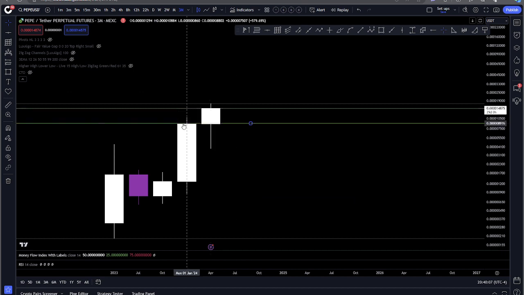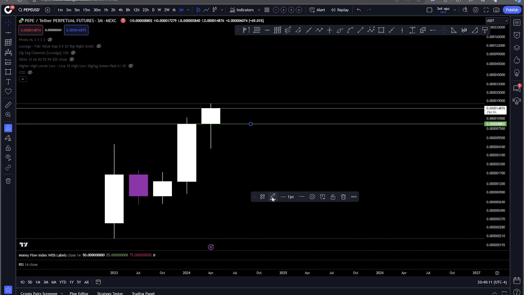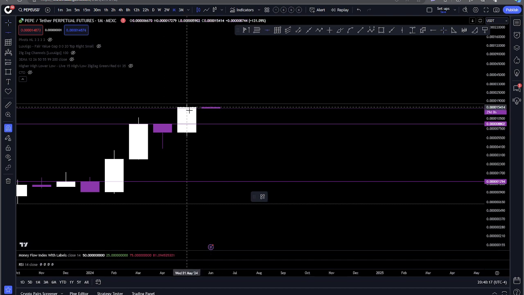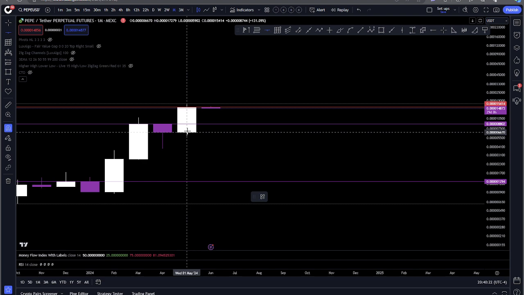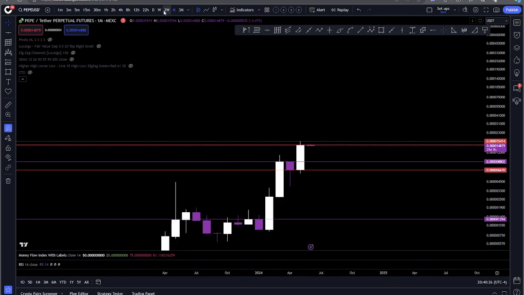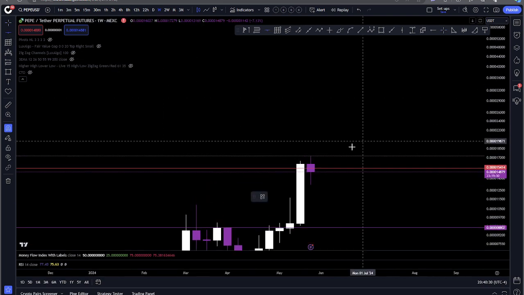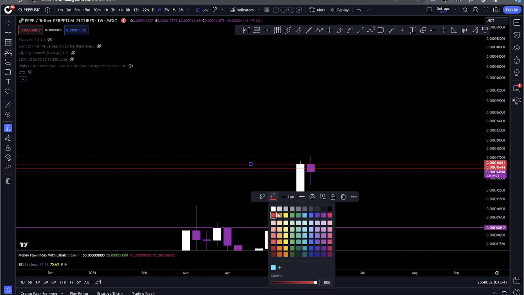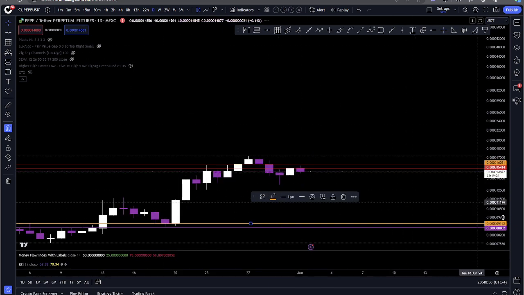Set my range. Quick range. Monthly. Quick range. Even though it's quick, it still has to look cute though. That's my monthly. That's my weekly. My day.